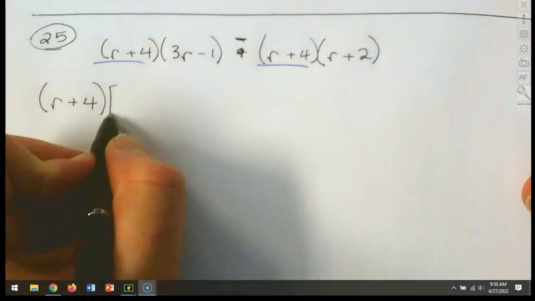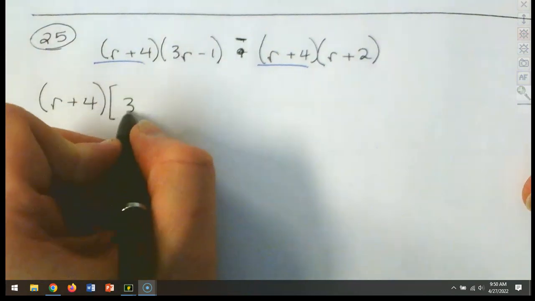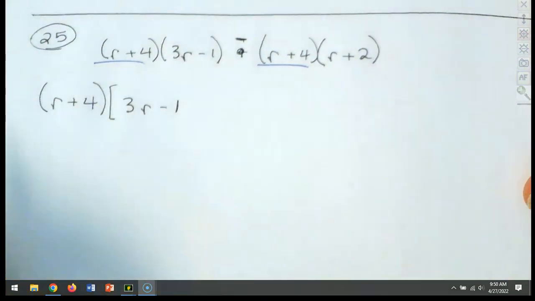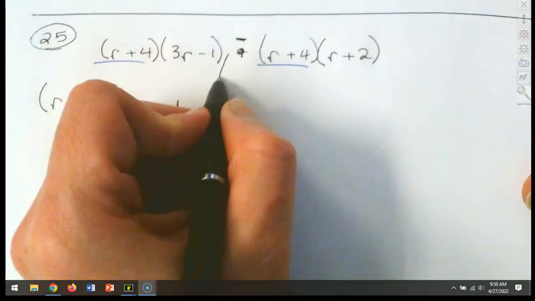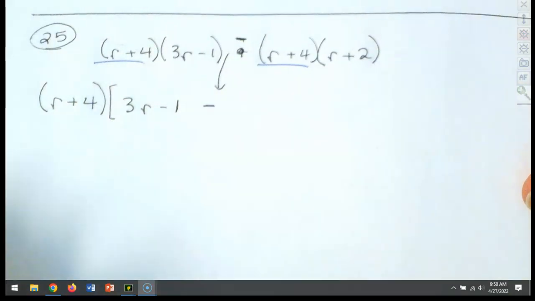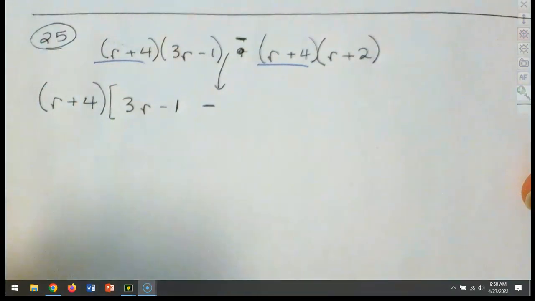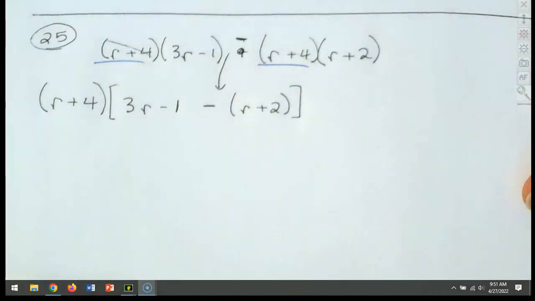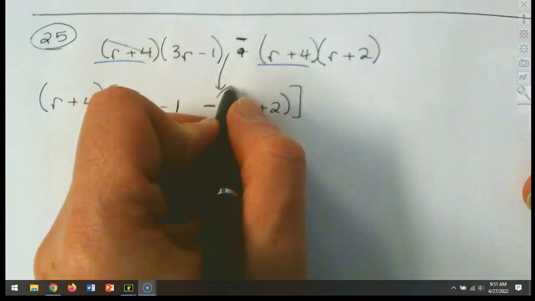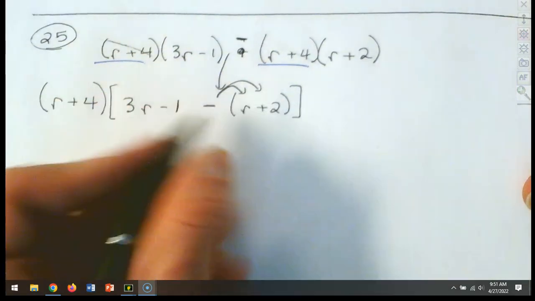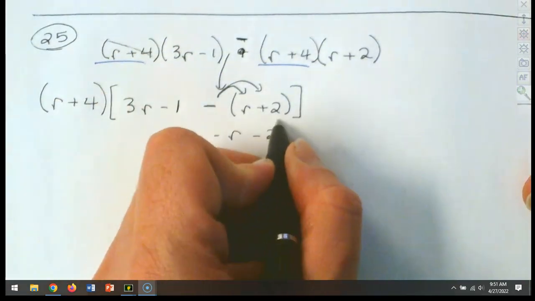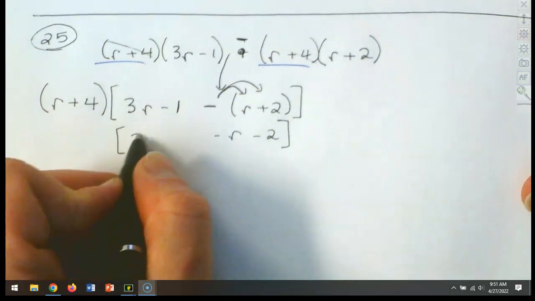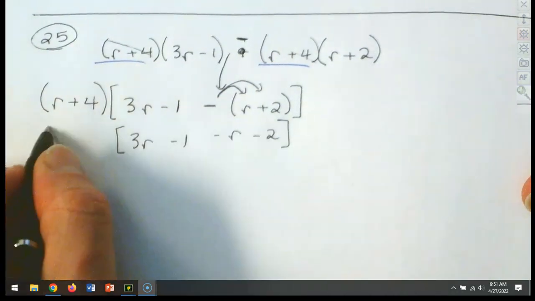And so what's left over? Well, what's left over is 3r minus 1. That's gone and that's gone. Don't forget the minus needs to come down, so that minus comes down with it. And whenever you bring down that minus, you need parentheses. And if the r plus 4 is gone, what's left over? R plus 2. Now, how do we finish it out? You should see what to do from here. We got to distribute that negative through. And then finally, for our finished final answer, we can combine things together.